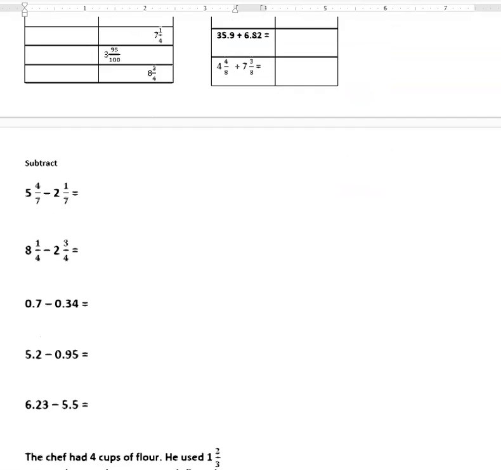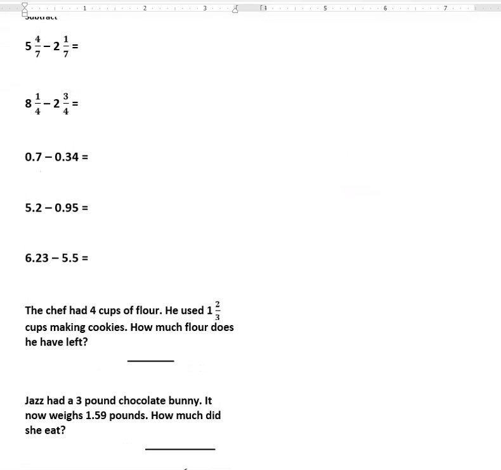Scrolling down. We got some subtraction going on. Can you do 4/7 minus 1/7? Yeah, that's 3/7, so I don't have to do anything special. 5 minus 2 is 3. This is supposed to be a 7. 8 1/4 minus 2 3/4.